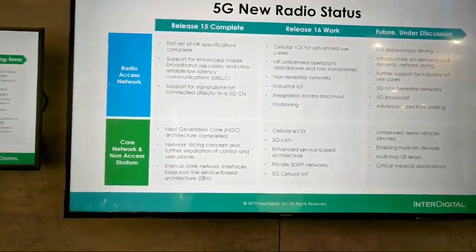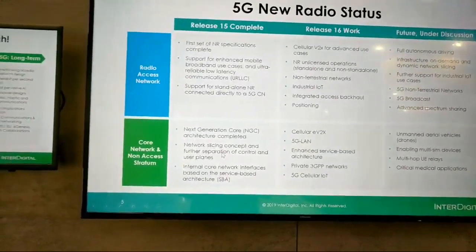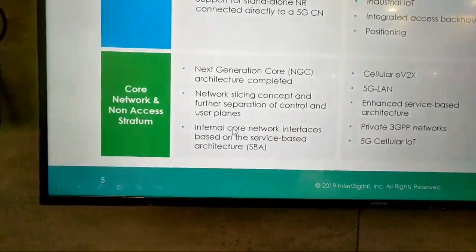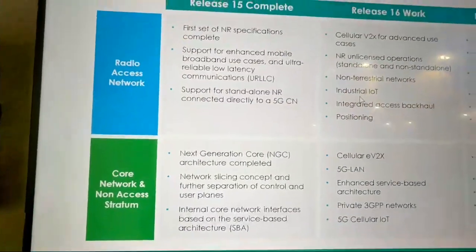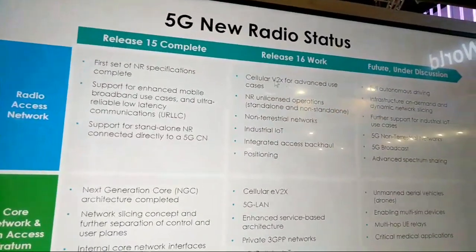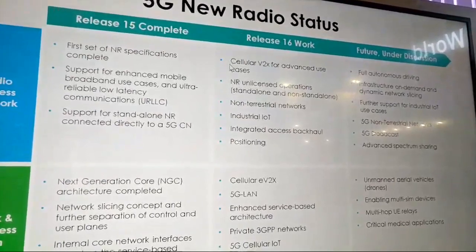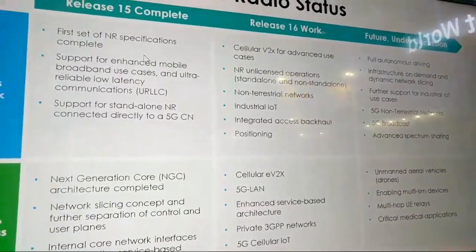The standalone version is connected directly to a 5G core network. In the core network, we have concepts such as network slicing and service-based architectures that are already complete in Release 15. Release 16 is extending this to newer use cases. Cellular V2X started standardization in LTE. For example, in Release 14 and 15, there's been quite a bit of work in cellular V2X.